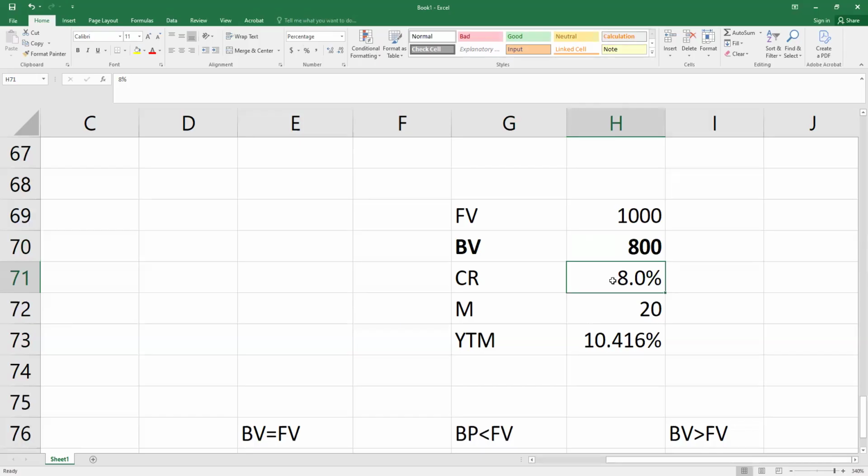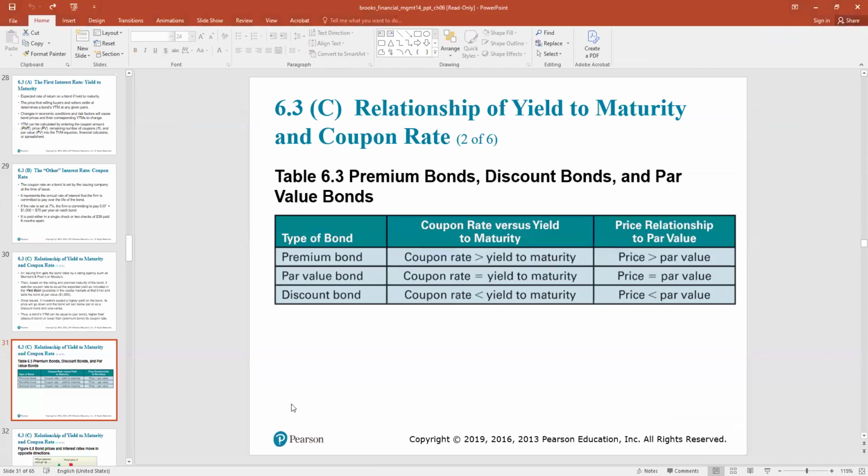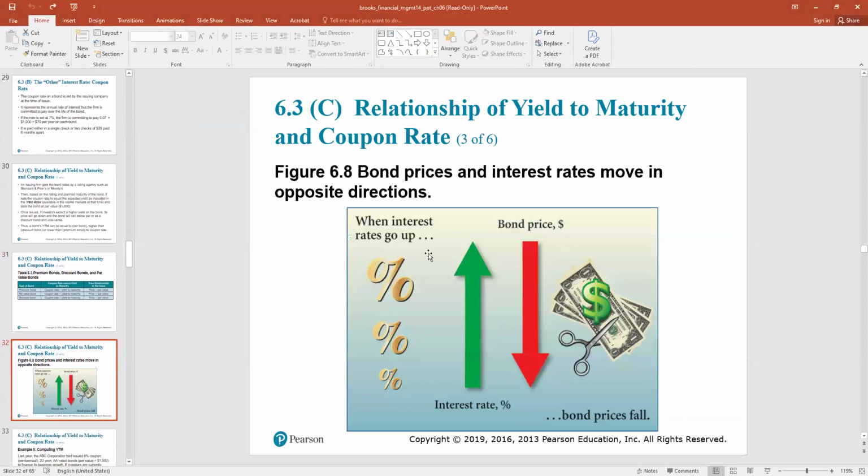That's what you compare, 8% and 10%. But if they are equal, you don't have to calculate anything. The coupon rate and the YTM are exactly the same. That's the relationship between the coupon rate and the YTM. So when the interest rate goes up, the bond price goes down. There is an inverse relationship between the interest rate and the bond price. That's what we have underlined and seen. Any questions? Okay.